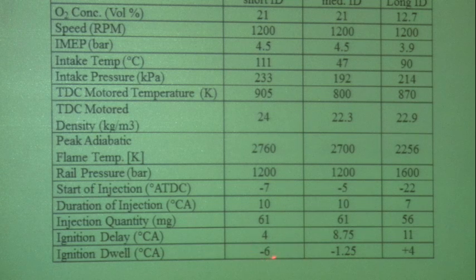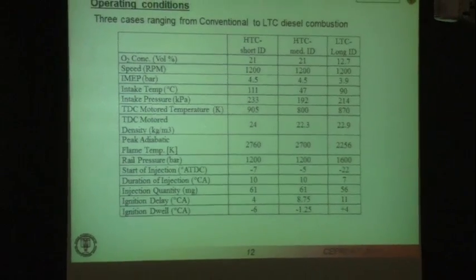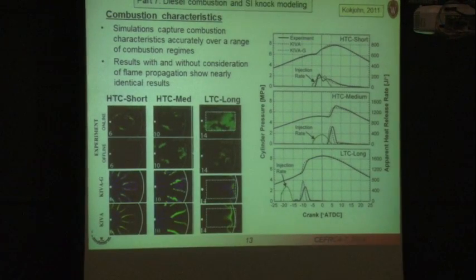Interesting thing down here is the so-called ignition dwell. This means the time between the end of injection and the start of combustion. Minus sign means that you're still injecting before the end, as combustion starts, and the injection continues during combustion for 6 degrees. Here it continues for 1 degree. With +4, that means that the injection ended and there was a 4 crank angle delay before combustion was observed to start. So those are some of the main differences in the data set here.